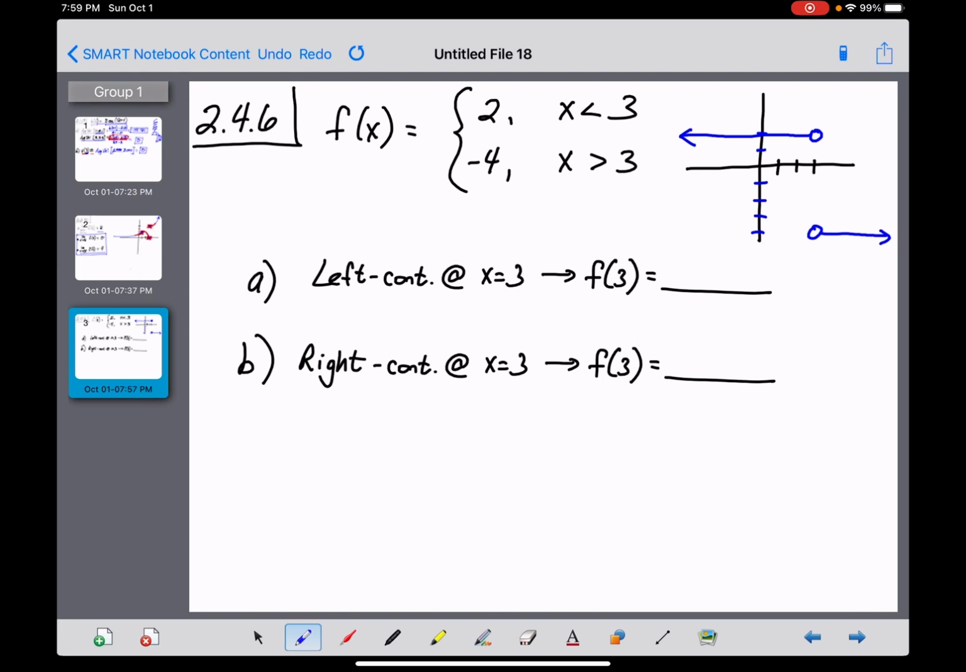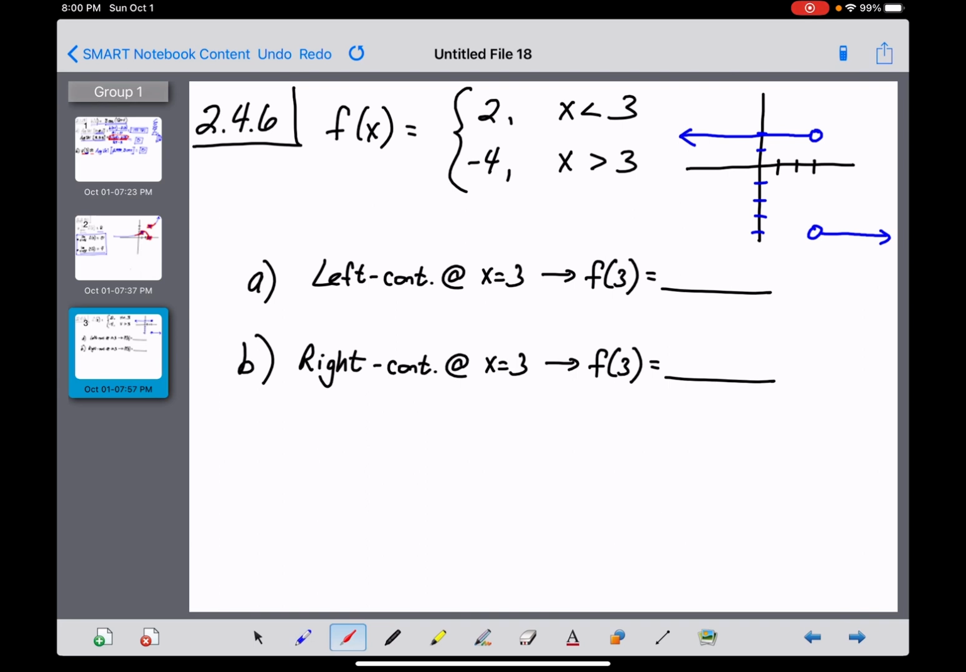and they want us to know, I kind of wrote the question a little different way than they did, but what is f of 3 if f is left continuous at x equals 3? Okay, guys, in order for this function to be left continuous, one of those two empty dots is going to have to be filled in. And for it to be left continuous, we need the limit as x approaches 3 from the left to equal the value of f of 3.